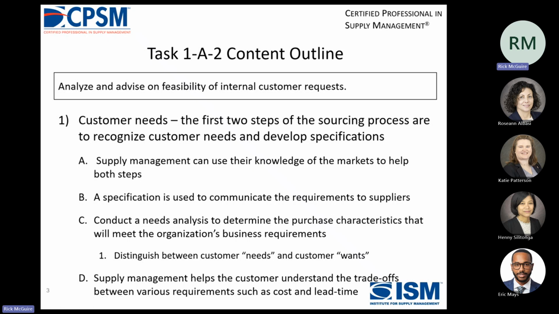So a specification is used to communicate the requirements to suppliers. So the most simple form of specification that we use is the drawing. And what we're telling the supplier is build the print, build it like this drawing says. And if they say you can't build it that way, then they submit a SRDC, which is a supplier requested drawing change, and engineering evaluates it, either does it or not. But that's a specification.